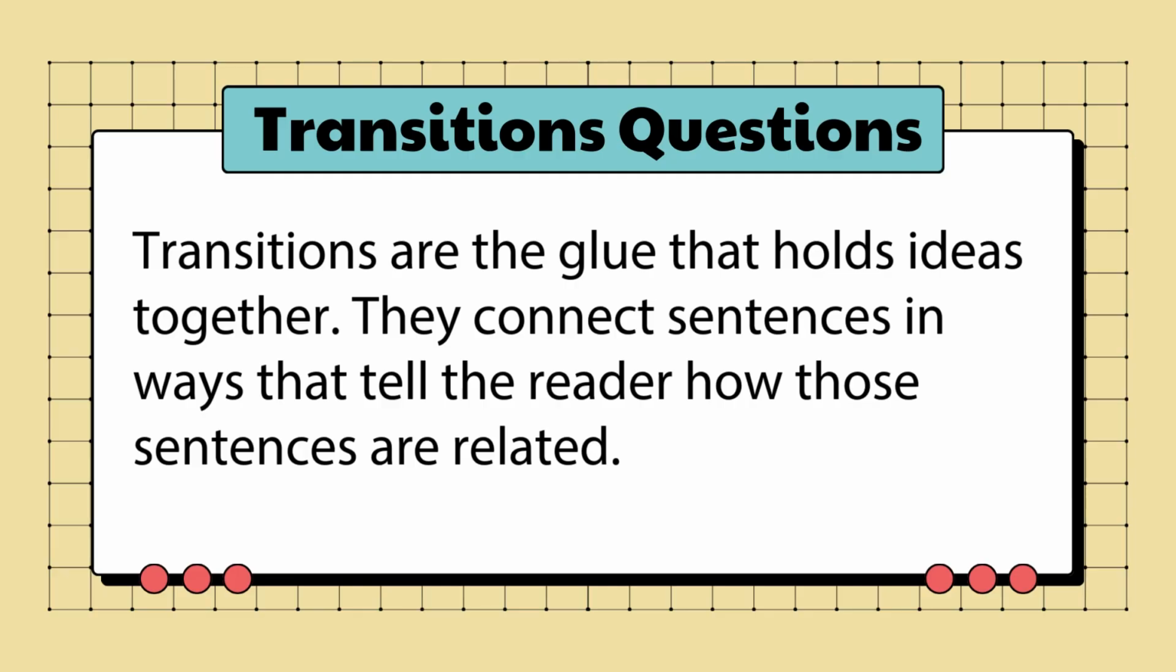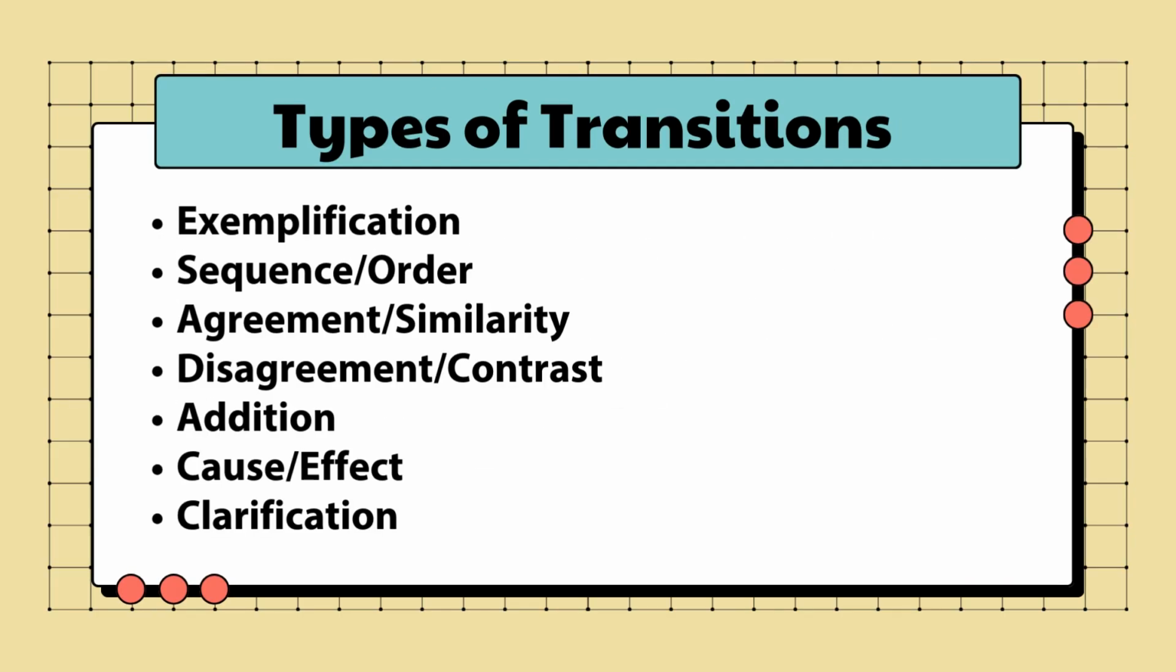Transitions are the glue that holds ideas together. They connect sentences and tell the reader how those sentences relate. For example, whether one sentence gives an example, shows order, or repeats an idea. These are the common transition types: exemplification, sequence order, agreement similarity, disagreement and contrast, addition, cause effect, and clarification.